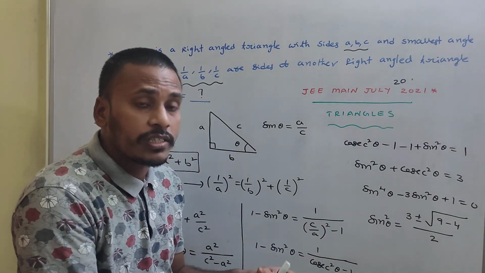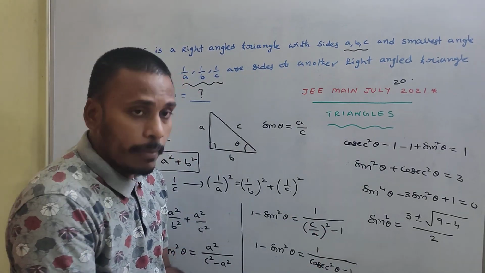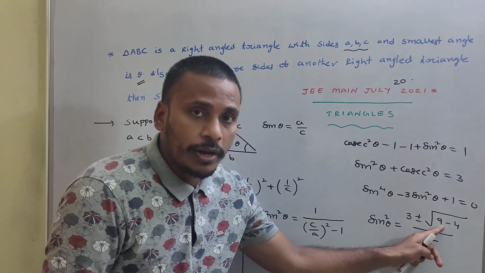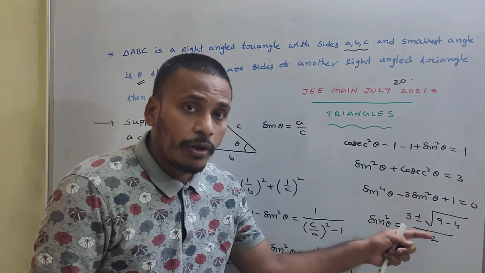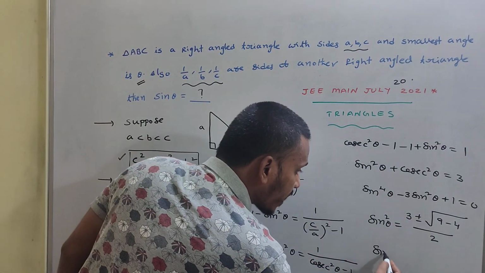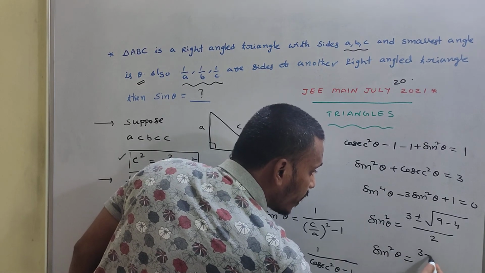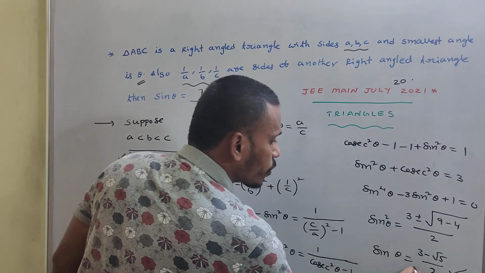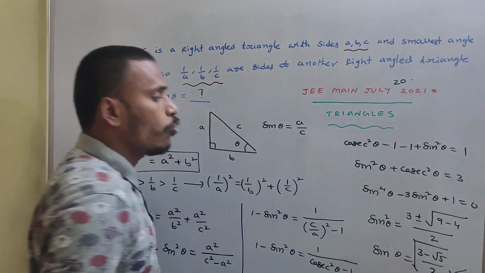Based on that, we need to decide which one to use, either plus or minus. Root 5 means 2 point something. 3 plus 2 means 5 point something, that divided by 2 is more than 1, so neglect it. So you need to accept sine square theta as 3 minus root 5 by 2. From there, sine theta is the square root of 3 minus root 5 by 2.